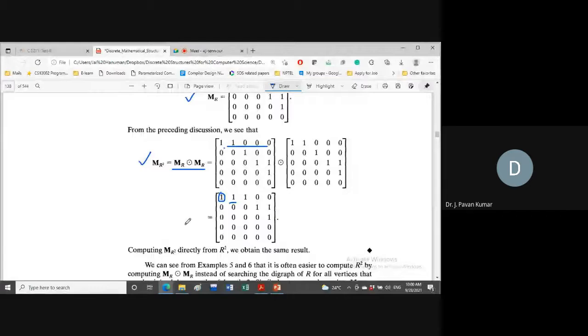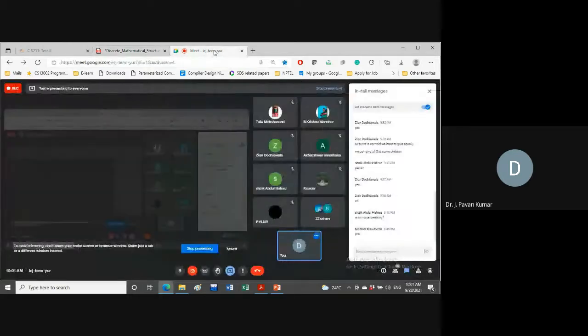So directly calculating MR2 from MR is much easier compared to obtaining R2 from R. Isn't it? Yes or no? Yes, did you get the point? Yes.